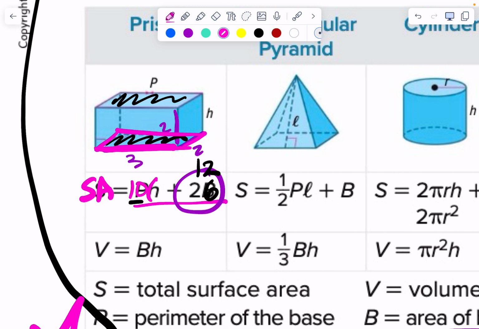What's H? 2, right? The perimeter of the base, I did 3 and 2 and 3 and 2. That's the perimeter of the base, 10 times 2. So this is 20 plus 12, or 32.